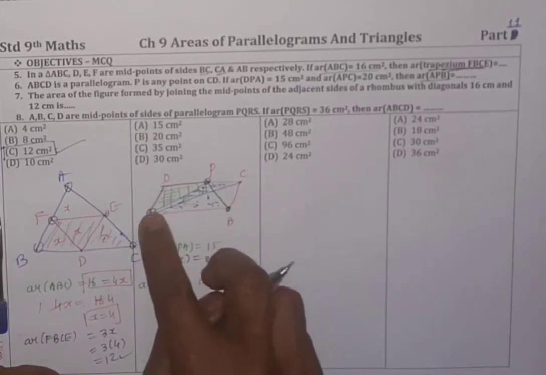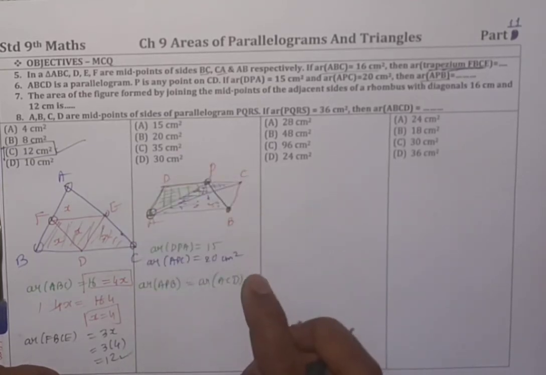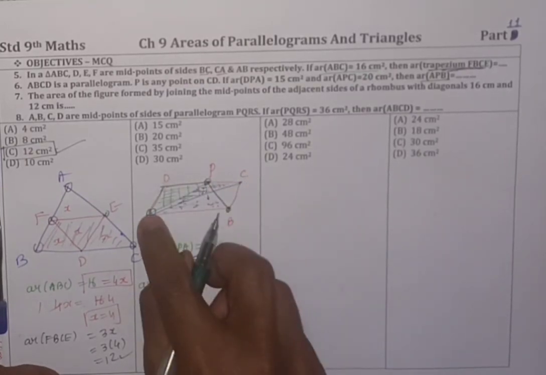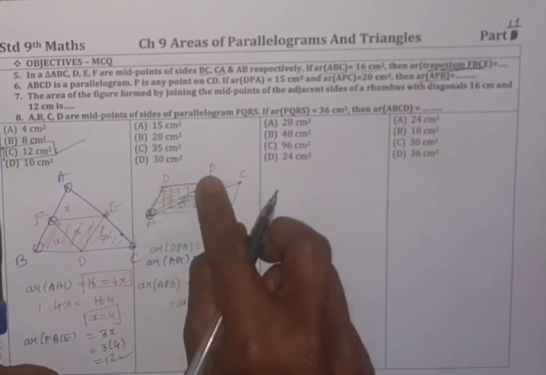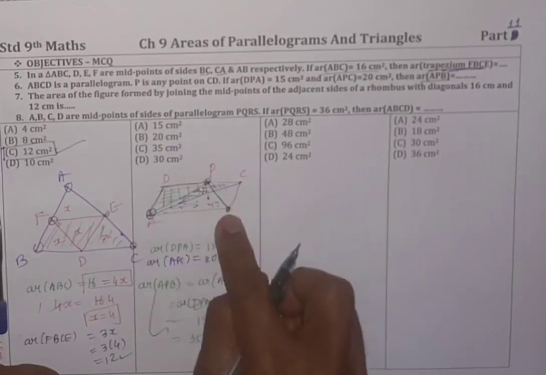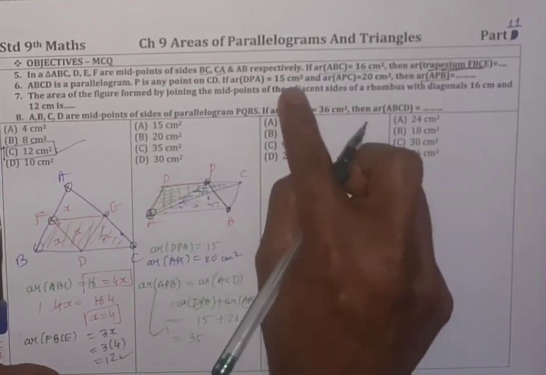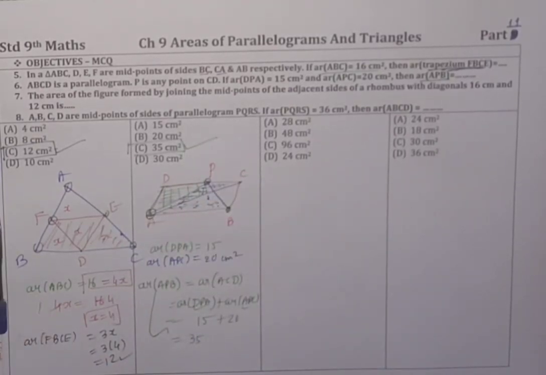Area of triangle APB and area of triangle ADC will be equal. Why? Because area of triangle APB is half the area of parallelogram, area of triangle ADC is also half the area of parallelogram ABCD, so they are equal. Now ACD is area of triangle ADP or say DPA plus area of triangle APC. Now this is 15 and this is 20, so that is going to be 35. So area of triangle APB will be equal to area of triangle ADC, which is the sum of areas of these two triangles, 15 and 20, so 35 square centimeter. Option C is correct. Okay, next.